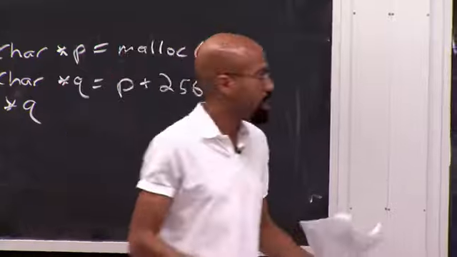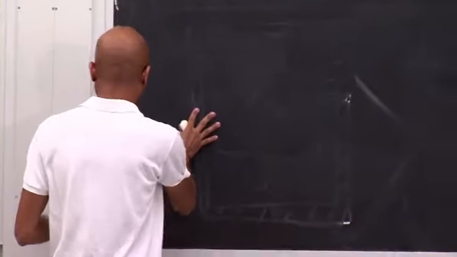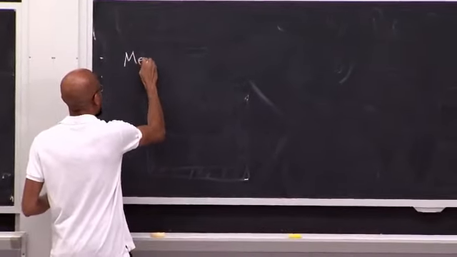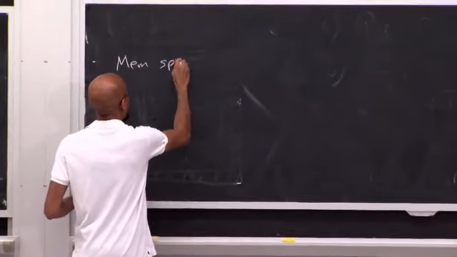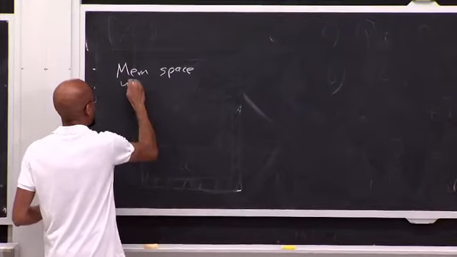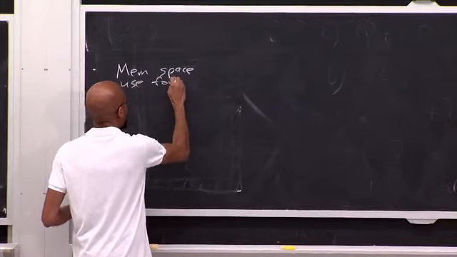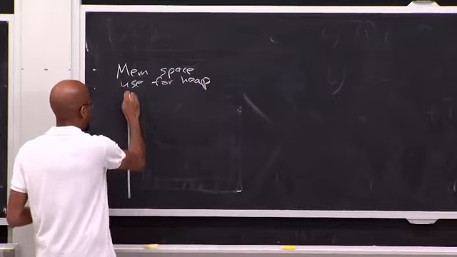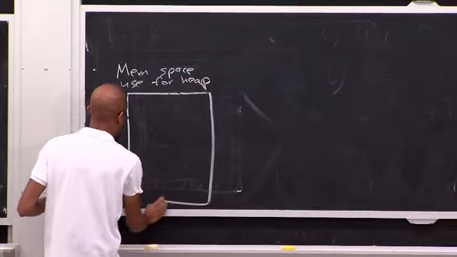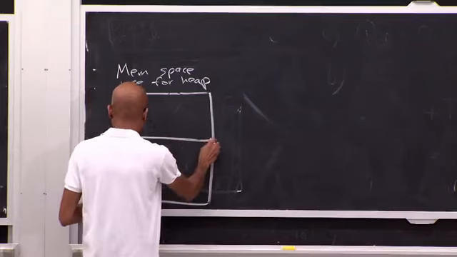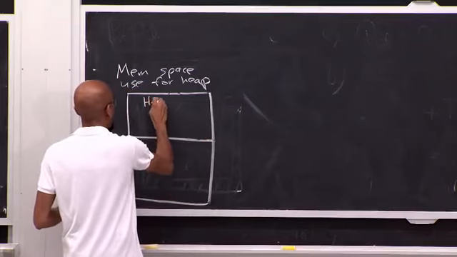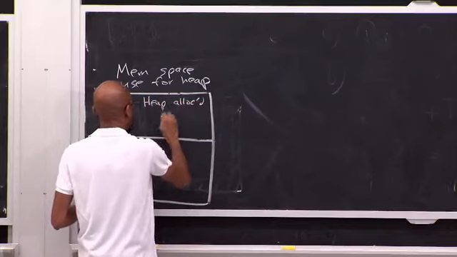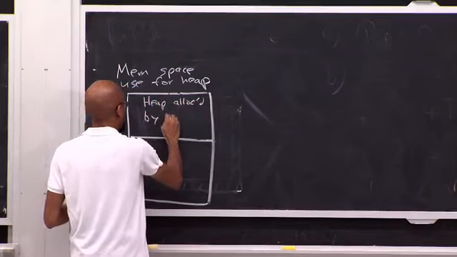Okay? So let me just give you a very simple example here that will hopefully make this a little bit clearer. So let's say that this over here is the memory space that we use for the heap. And in this simple example, let's suppose that we split this memory space up into two components. This is the heap that is allocated by the uninstrumented code.